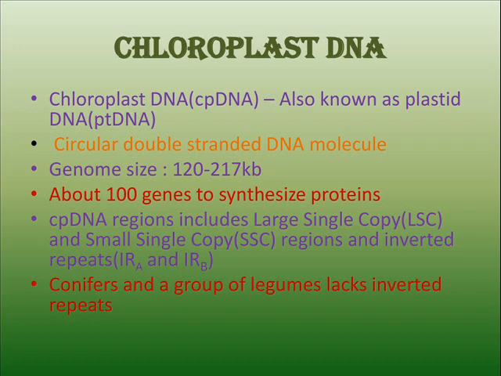Chloroplast consists of its own unique DNA called the chloroplast DNA. It is also known as plastid DNA. This chloroplast DNA is circular, double-stranded, having a size of around 120 to 217 kilobase pairs. It contains around 100 genes which synthesize proteins required by the chloroplast. The chloroplast DNA consists of regions called large single copy and small single copy regions and also inverted repeats. A few plants like conifers and a group of legumes lack these inverted repeats.